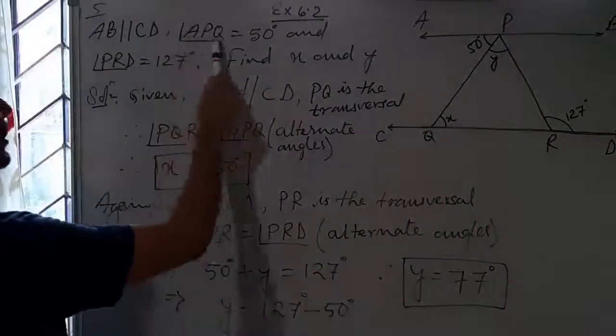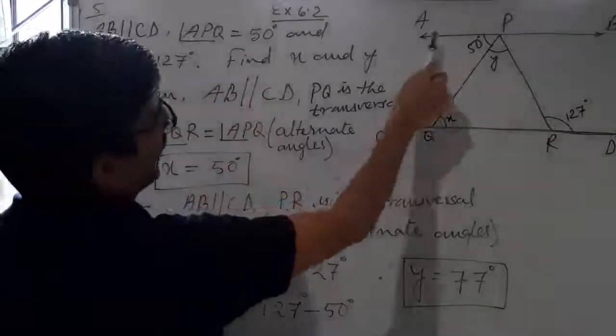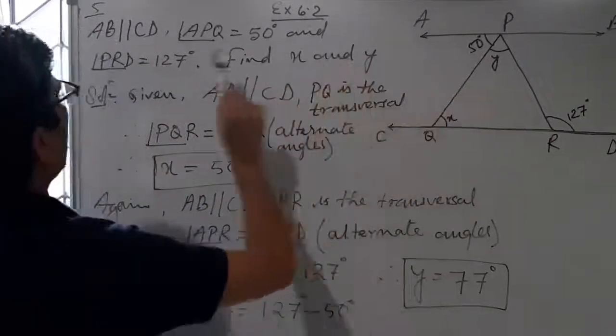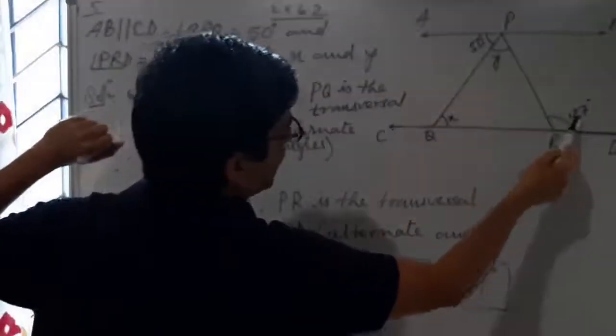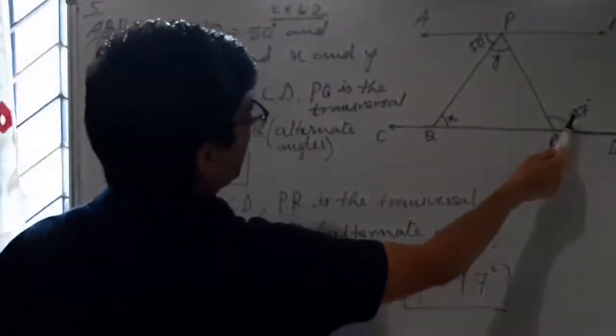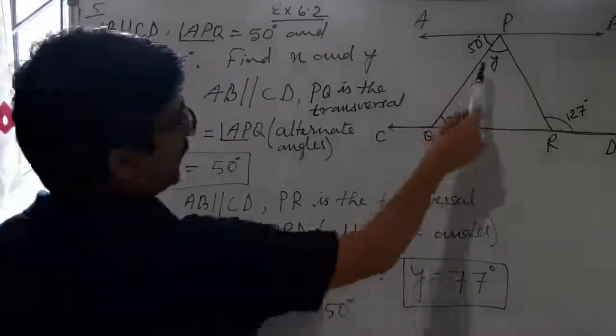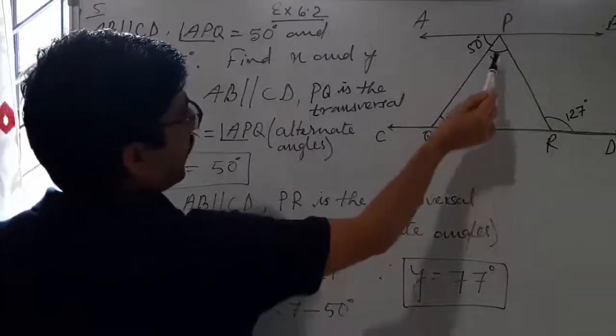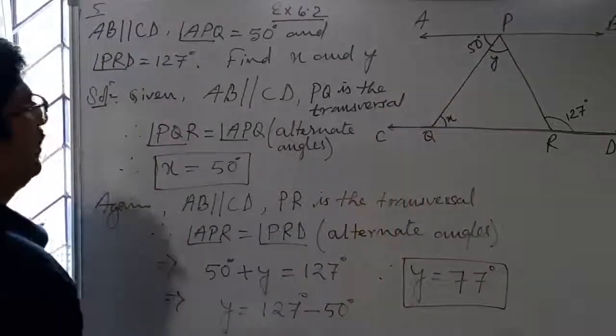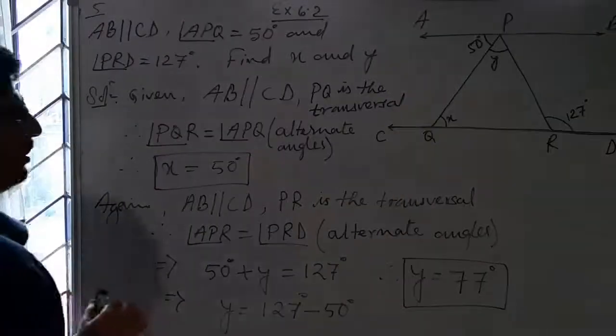Now angle APQ equals 50 degrees; this angle is given. And angle PRD, this exterior angle, is given as 127 degrees. Then we have to find the values of x and y. This is a plain and straightforward question.